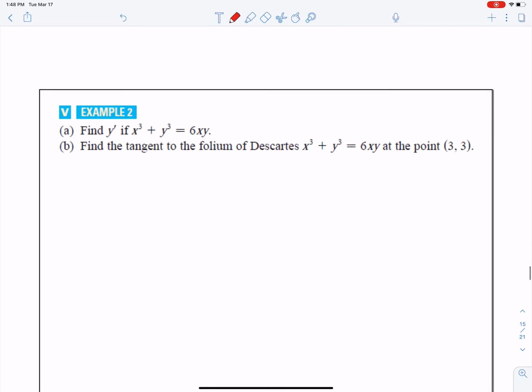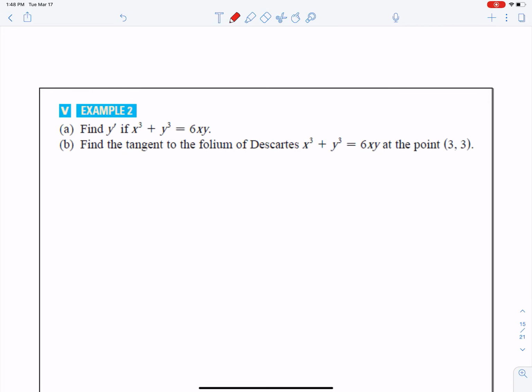Okay, let's look at this one. Find y prime if the function is x cubed plus y cubed equals 6xy. I should be careful about calling it a function. It might be a relation because we have to make sure it passes the vertical line test.